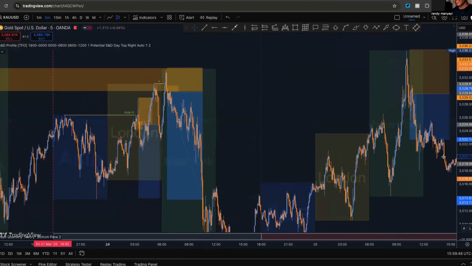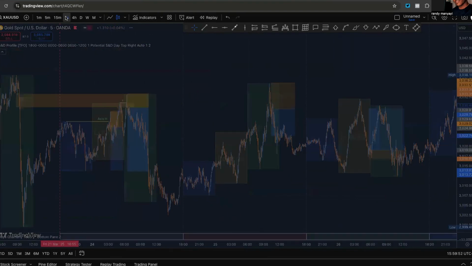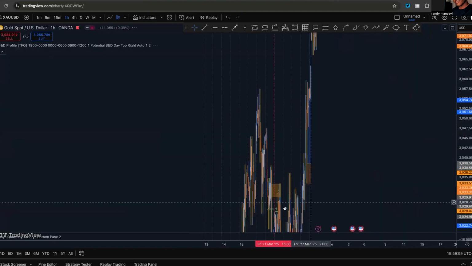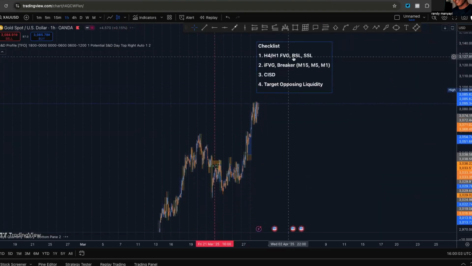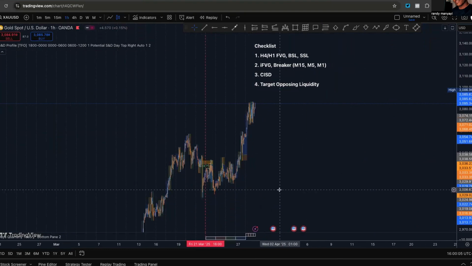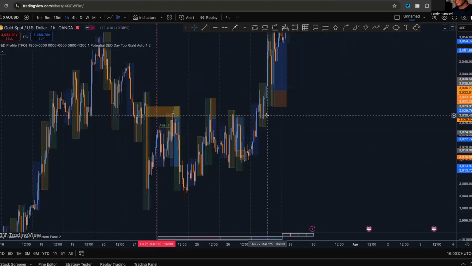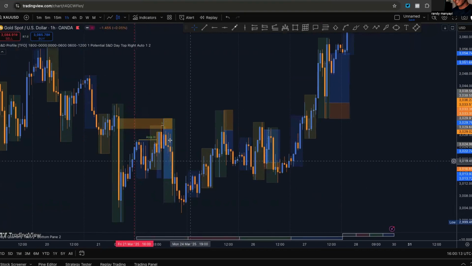Now Tuesday, what happened on Tuesday? Let me go back to the 1 hour to try to see what happened. Remember my chart, what I wrote here: I look for FVG, buy side liquidity or sell side liquidity. In this case, on Tuesday, to me, price was still bearish, because we still haven't seen a powerful move to the upside.